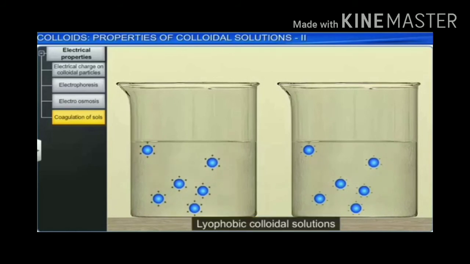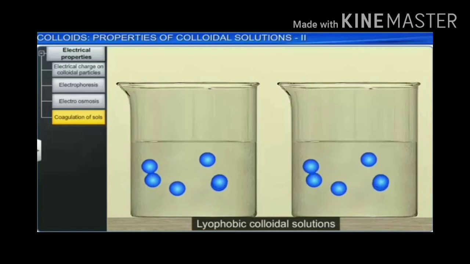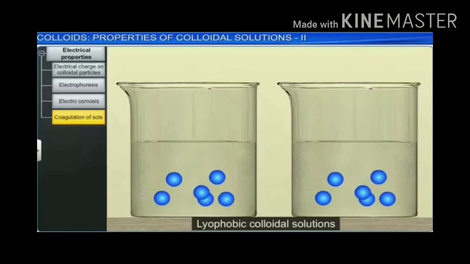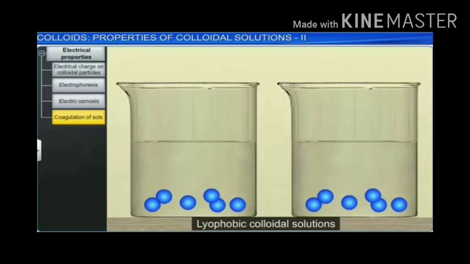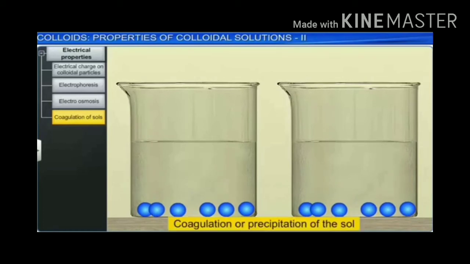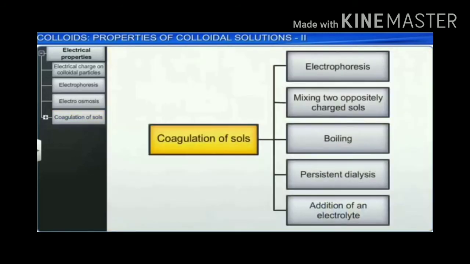However, if the charge is destroyed, they are free to come near each other to form larger molecules. These larger molecules aggregate or coagulate and then settle down under the force of gravity. This phenomenon is called coagulation or precipitation of the sol. The coagulation of a lyophobic colloidal solution can be achieved in a number of ways.